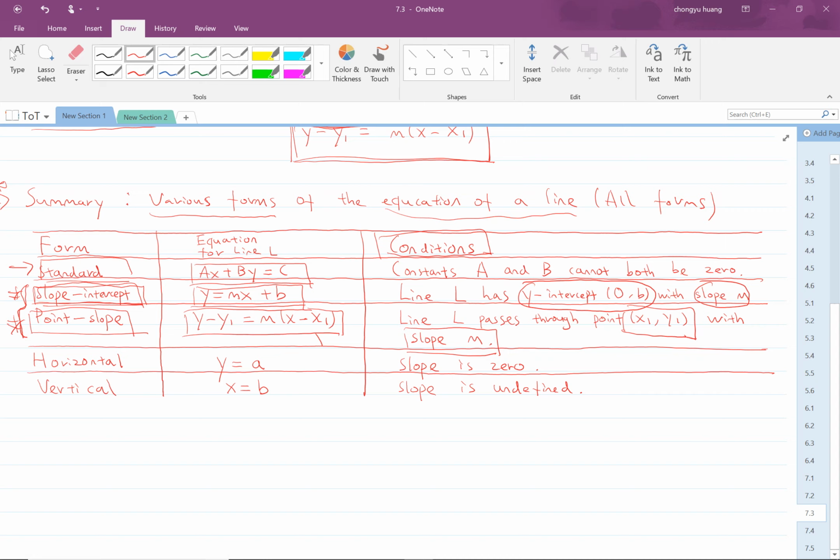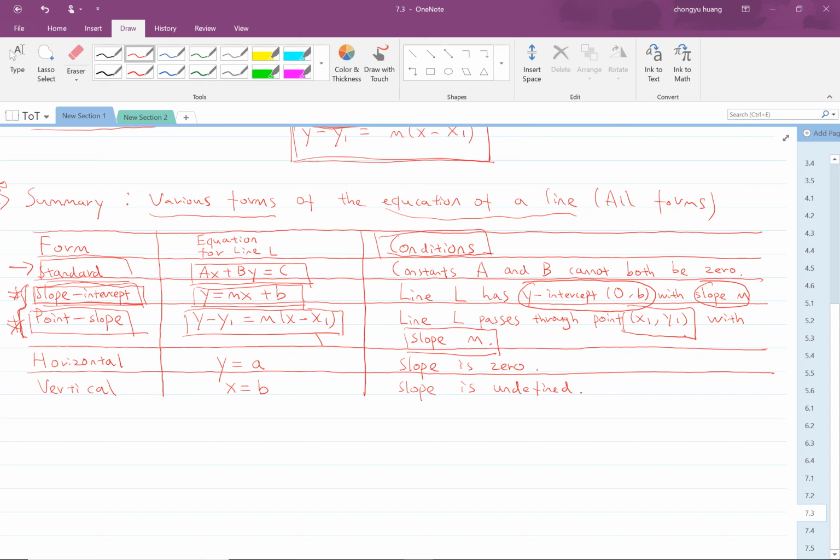Okay, so just remember, whenever you see a slope and you have a y-intercept, it is better to use the slope-intercept form. That's one of the tricks for memorizing, so you can easily memorize.